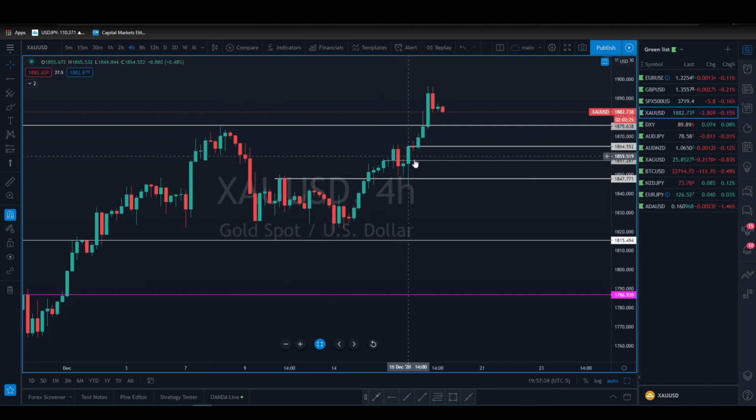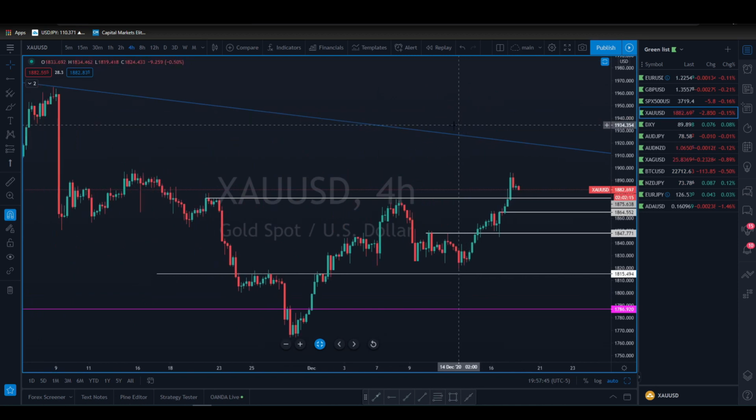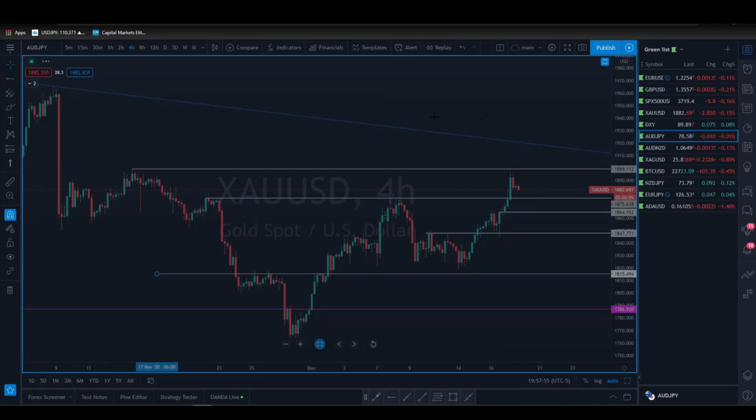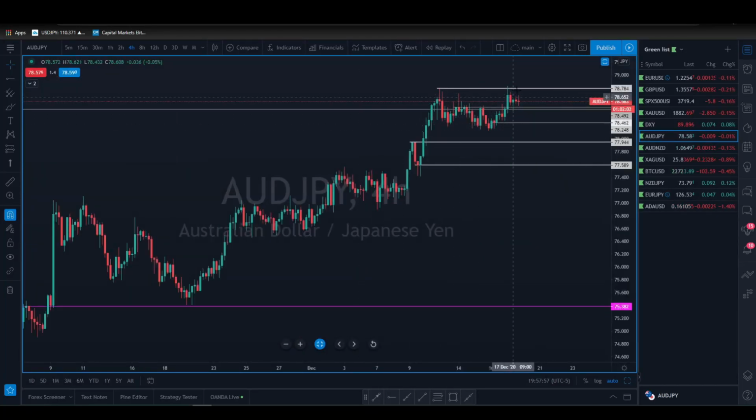Possibly 1847.77, which is this line here. Okay? Closures above here, it's probably moving higher. The next high target is going to be 1899.112.